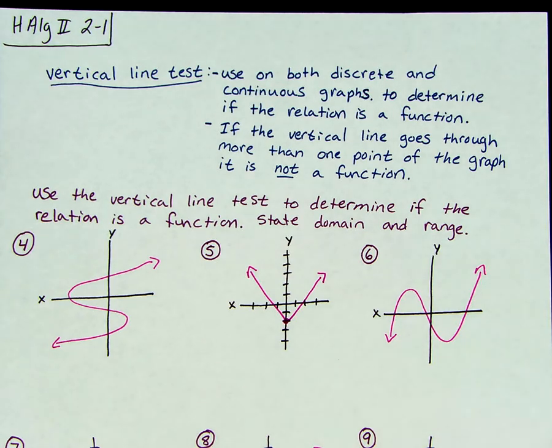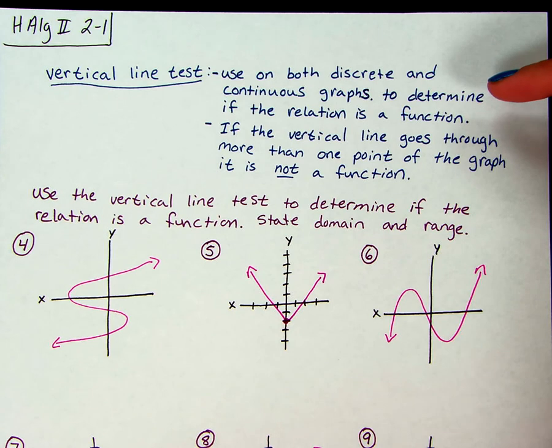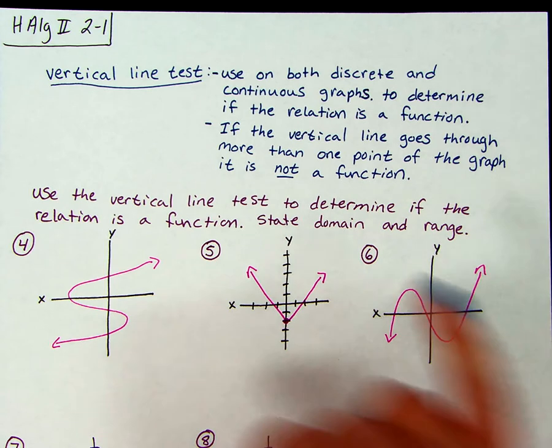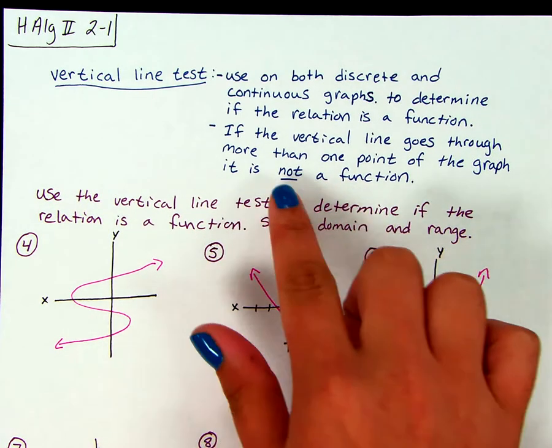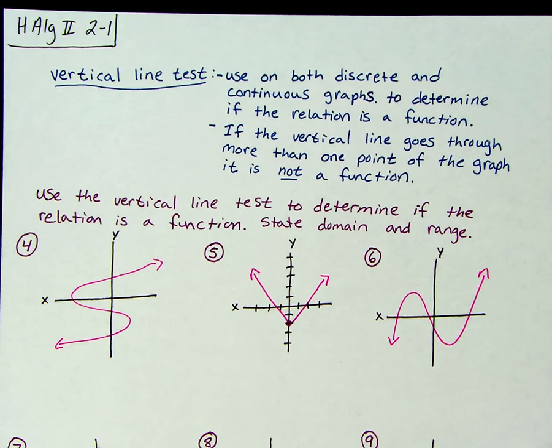For continuous graphs, to decide if it's a function or not, we're going to be using something called the vertical line test. Now we can also use this for a discrete function if it's graphed, so it will also work for that. But again, this is going to tell us if our relation is a function or not. So if the vertical line goes through more than one point of the graph, it is not a function.